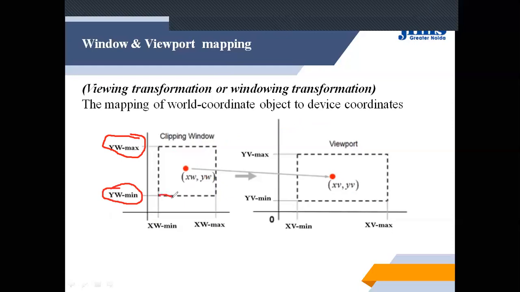Sometimes what happens, they give the minimum value of the x coordinate, and they say that the window size is, for an example, 50. So we have to find out this coordinate ourselves. We have to find out the values of these. This will be our first motto.